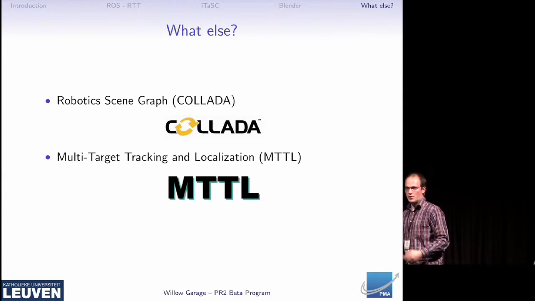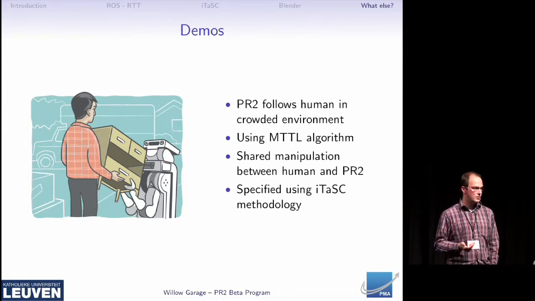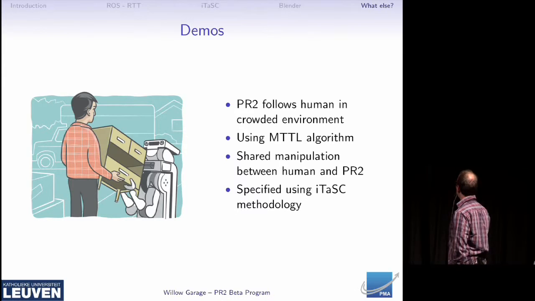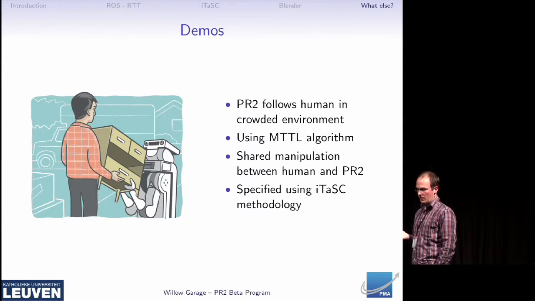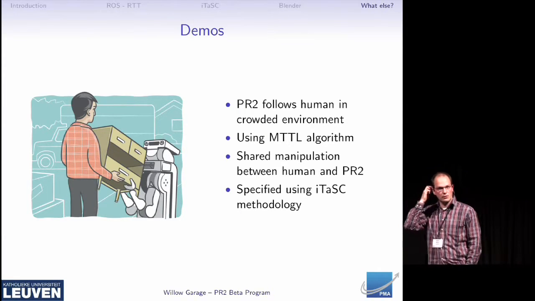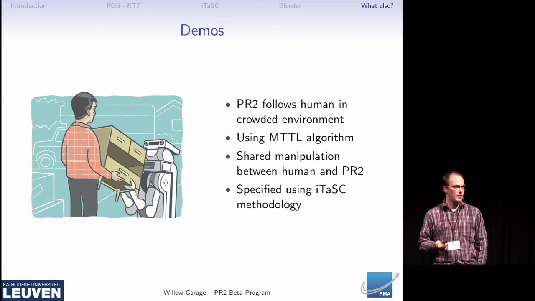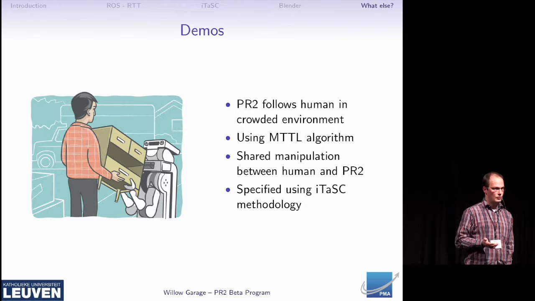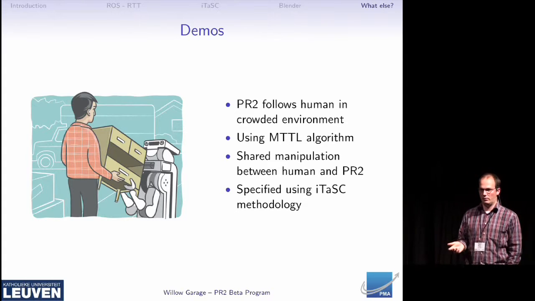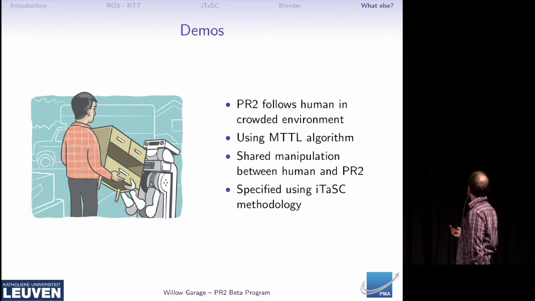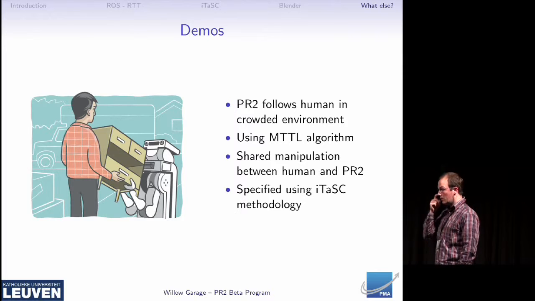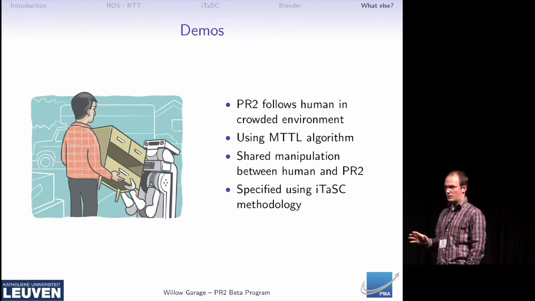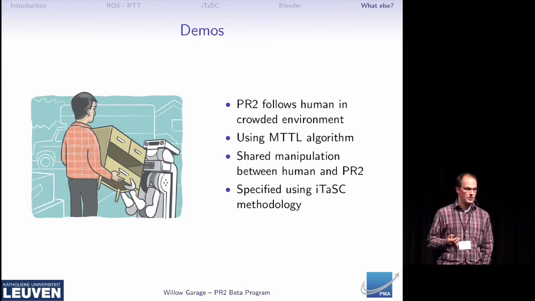Now, of course, we need to show off all those implementations. It's just software. We need some demos. One of the demos that we're going to do is, as you can see in the picture, which was provided by Ken, we're going to walk in a crowded environment with the PR2 following a person, and basically do a moving task. So we will try it with different objects, and for all this we'll use the multi-target tracking and localization algorithm, and we'll show that it's possible to define such a task with the iTaSC framework.